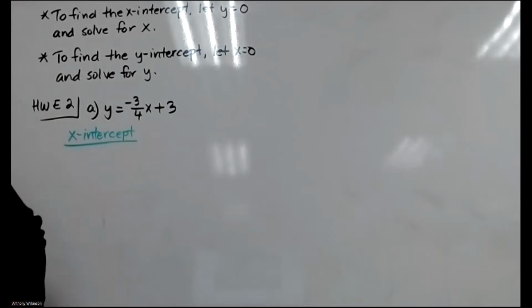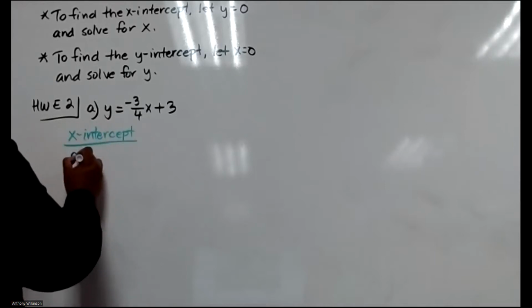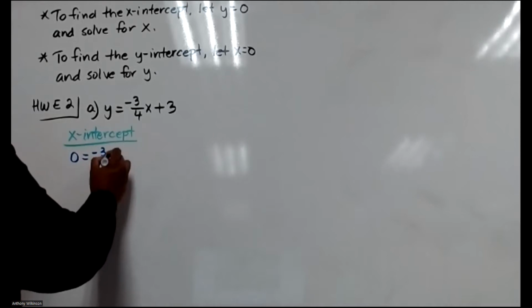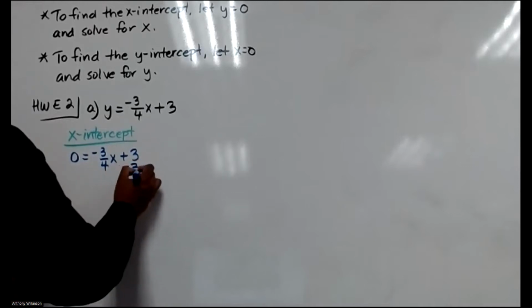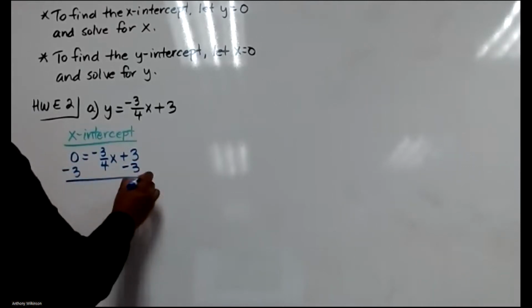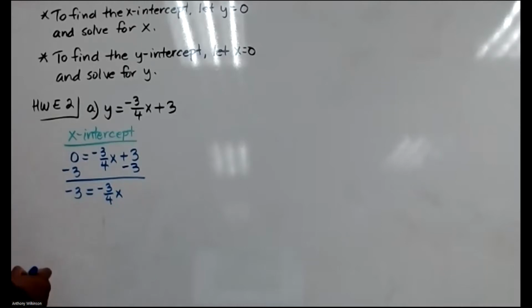All right, anytime you want to find the x-intercept, you have to let y equal 0 and solve for x. So in this case here, I'm going to substitute 0 in for y. So this will be 0 is equal to negative 3/4 x plus 3. And then to solve for x, we'll have to first subtract 3 on both sides. So that means I'm going to have negative 3 is equal to negative 3/4 x. And then normally we will divide both sides by negative 3/4.